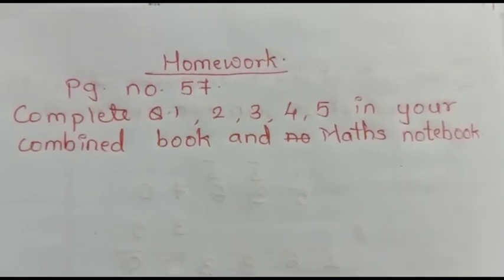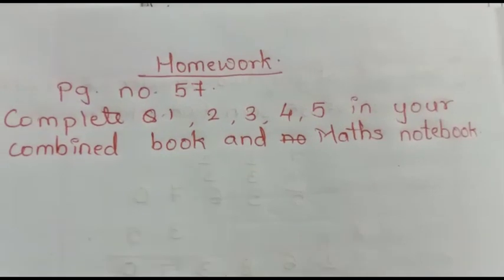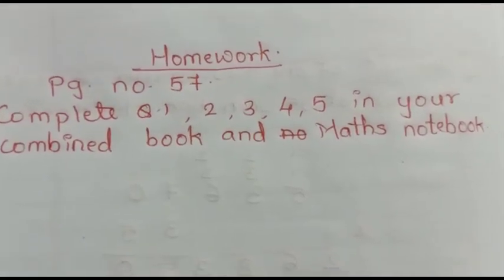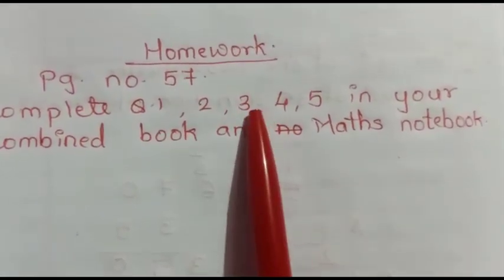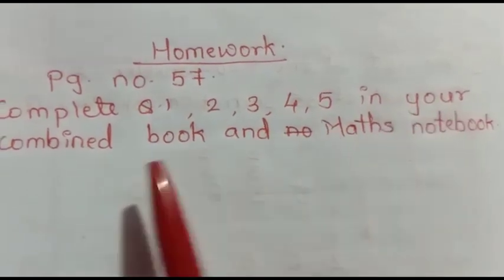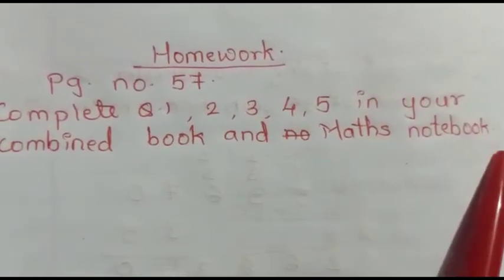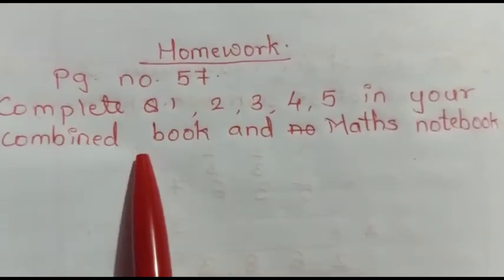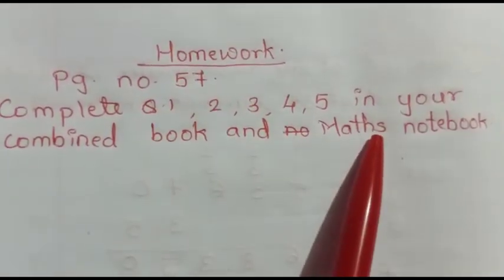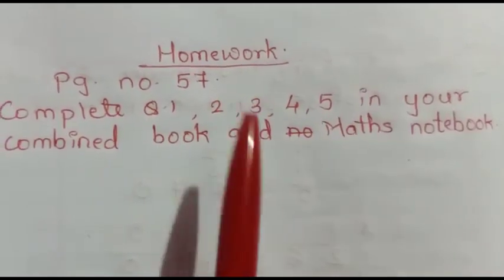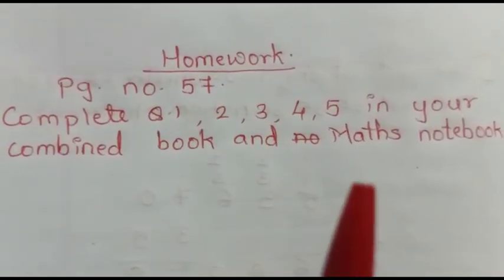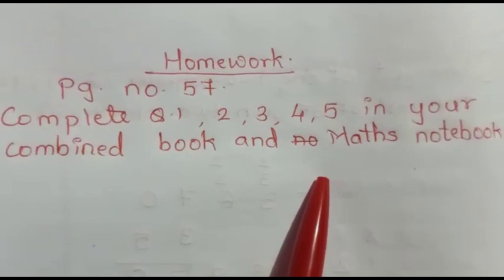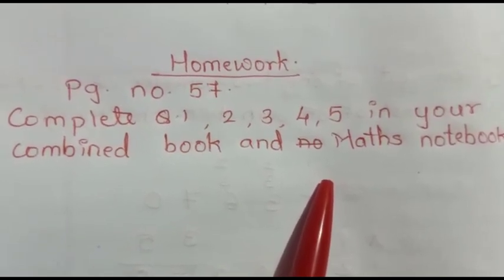So students, your homework is on page number 57. Complete question number 1, 2, 3, 4, 5 in your combined book and maths notebook. You have to complete your homework on page number 57 in your combined book, and also solve it in your maths notebook. You have to complete your homework and send it to me on my personal number before 6 p.m.